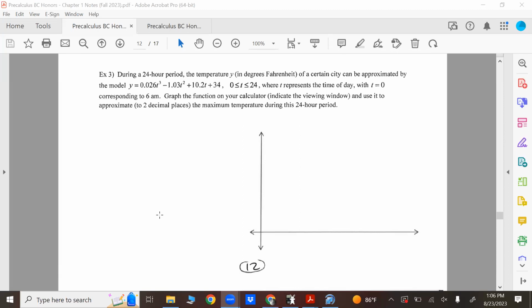All right, so during a 24-hour period, the temperature of a certain city can be approximated by the following equation. Your domain's from 0 to 24, so T is the time of day. T equals 0 corresponds to 6 a.m. Graph the function you calculate and use it to approximate the maximum temperature during this 24-hour period. So why don't you guys go and try it on your own? And tell me what you guys got. And it's pretty clear when T is 0, your temperature is at 34.